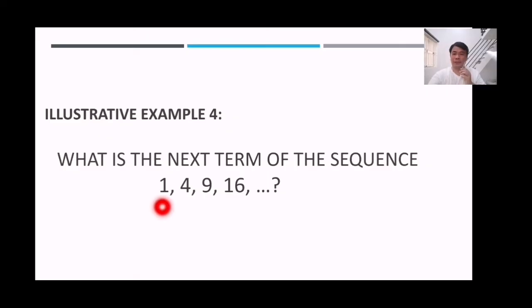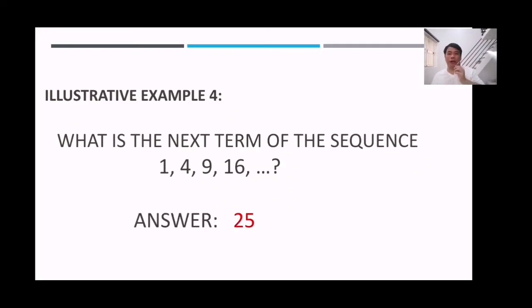Ito. So, first will be 1. Multiply by itself is 1 also. Next is 2. 2 multiplied by itself is 4. 3 multiplied by itself is 9. And 4 multiplied by itself is 16. So obviously, the next number here will be 5 multiplied by itself, or 5 square, and the answer will be 25. Okay, let's move on with the last example.